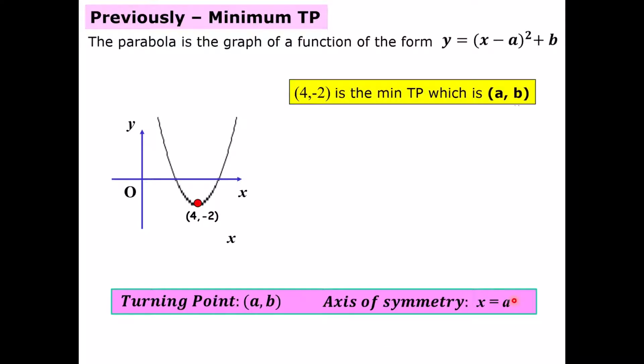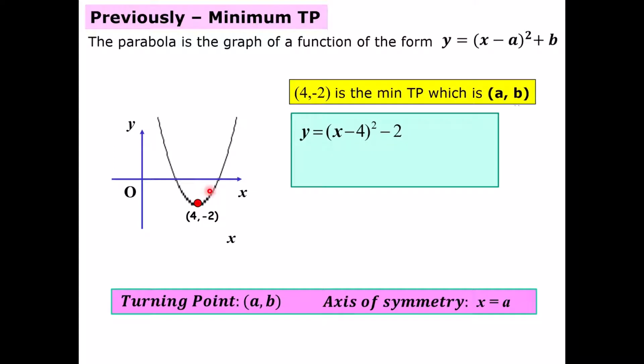So we've seen this example before, where the turning point is 4, -2, and it is a minimum turning point because it's reaching the smallest height of the graph. And we know that the turning point is (a, b). And we can use that to help us form an equation for this parabola, because we know that we change the sign of a. So if a is 4, we change the sign to put it into our formula. So we've got -4 here. And for b, we just leave it alone to get -2.